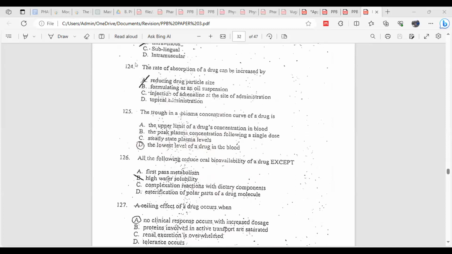Oh yeah. The rate of the absorption of a drug can be increased by reducing the drug particle size. Yes.